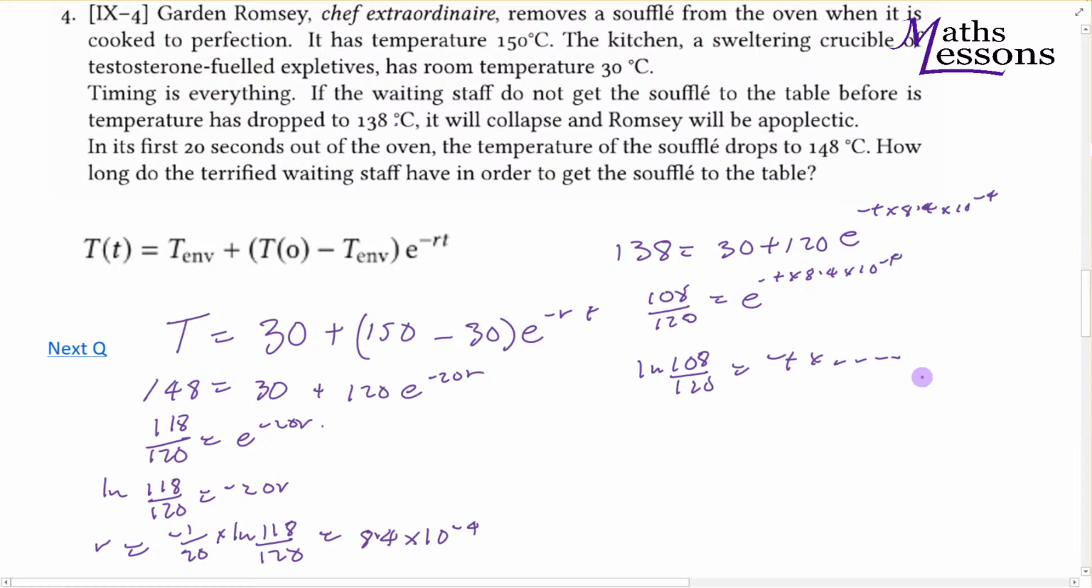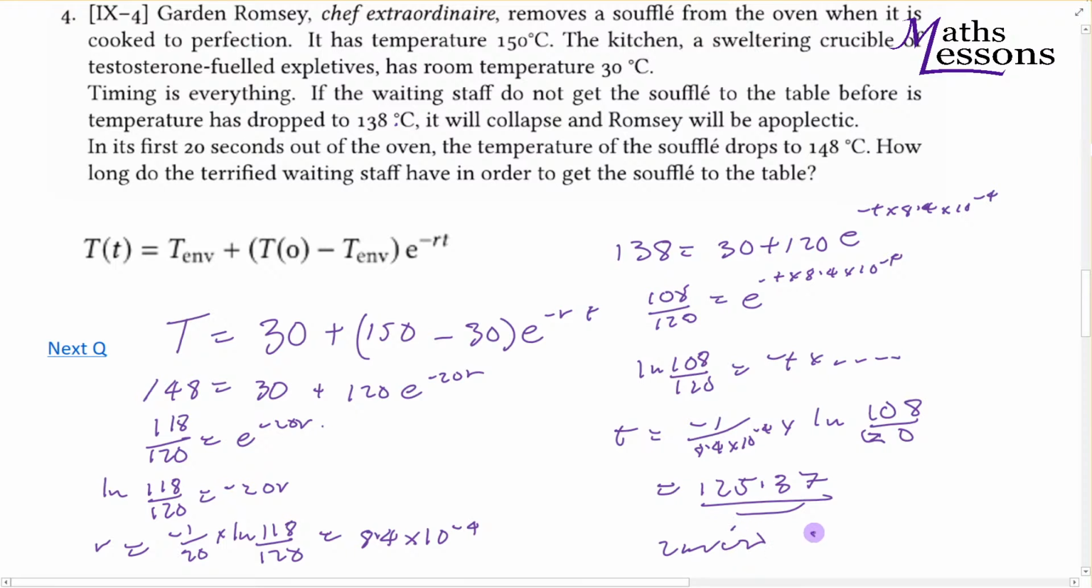I'm not going to write it out again. So therefore t will equal minus 1 over all that stuff, 8.4 times 10 to the minus 4, times the natural log of 108 over 120. Shove that all into your calculator and you should get 125.37. So that's about 2 minutes and 5 seconds. So it's approximately 2 minutes and 5 seconds to get that souffle to the table.